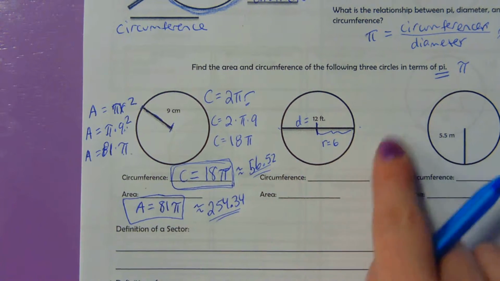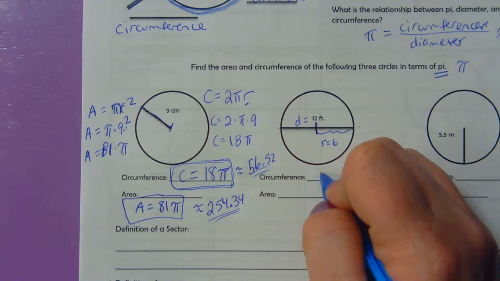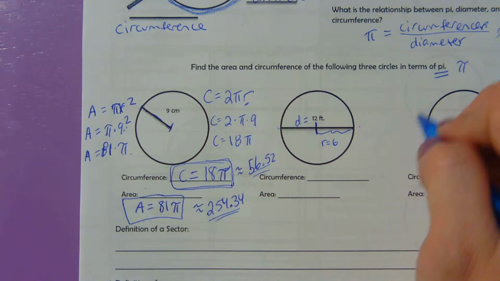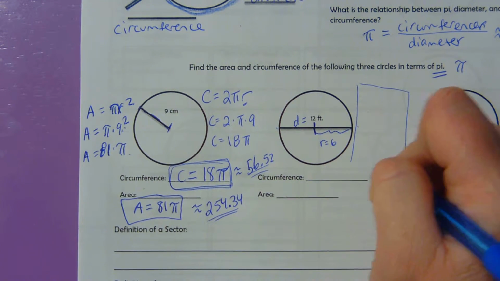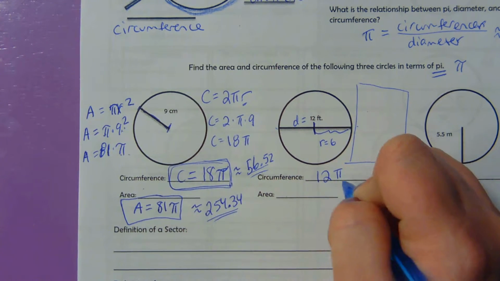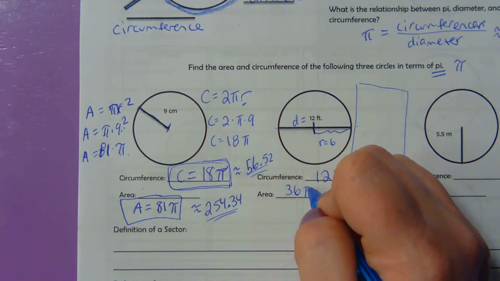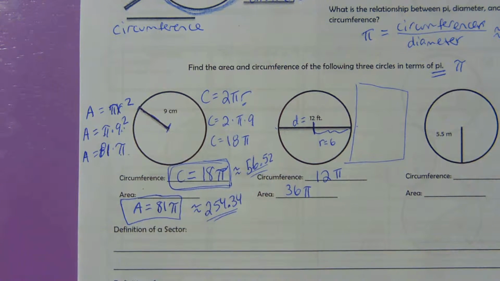So I'll let you do the work, pause the video, show your work, do your work right here, and then you get circumference is 12 pi, and your area is 36 pi. So if you calculated that out, that's what you should have gotten. You should have work shown there.